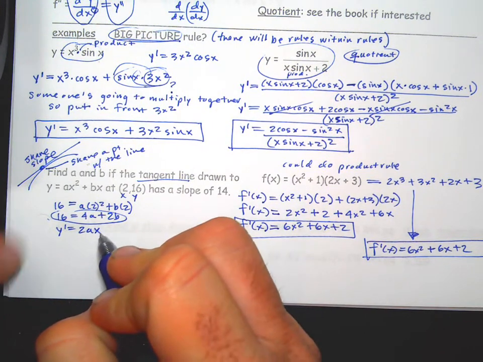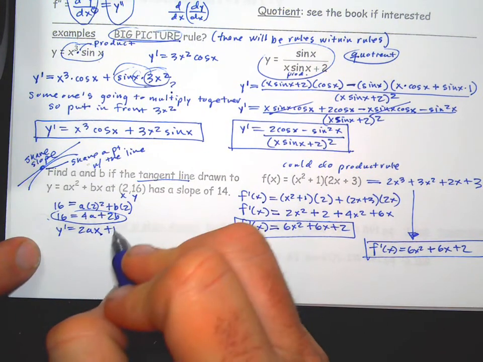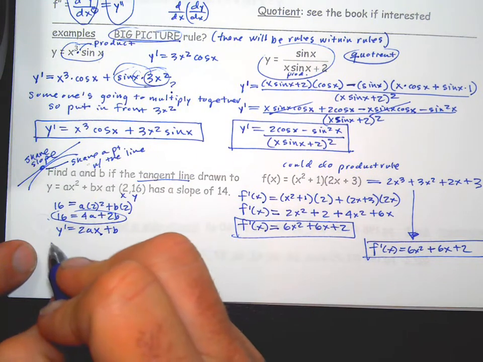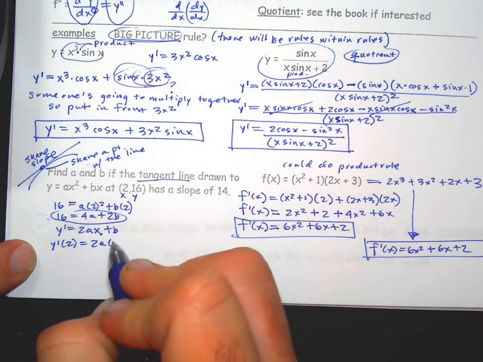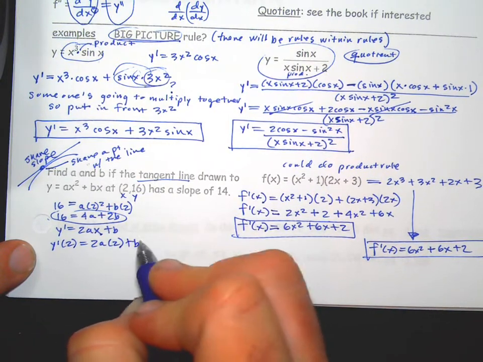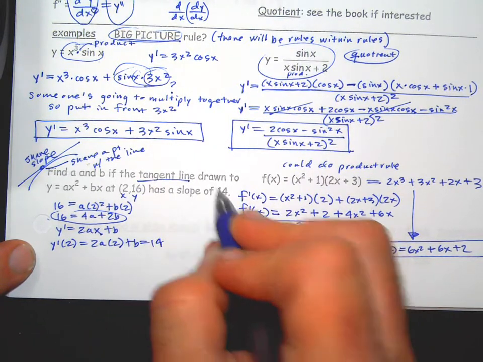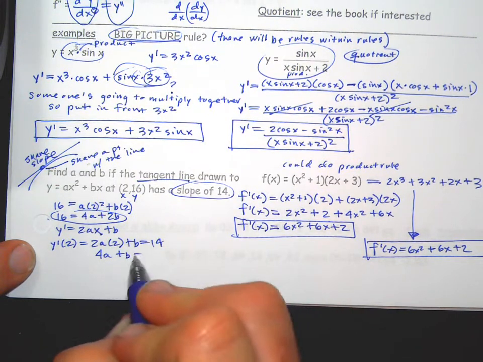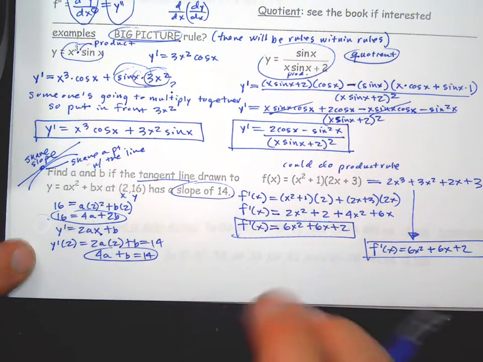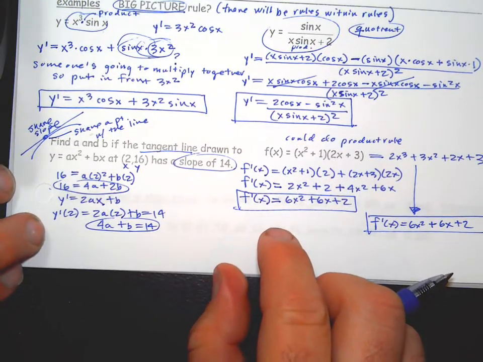No product rule there. A is just a number plus b. And so then when you plug 2 in, you should get 14, right? So that gives you 4a plus b equals 14. So that's your other relationship between A and B. So this is a system of equations.